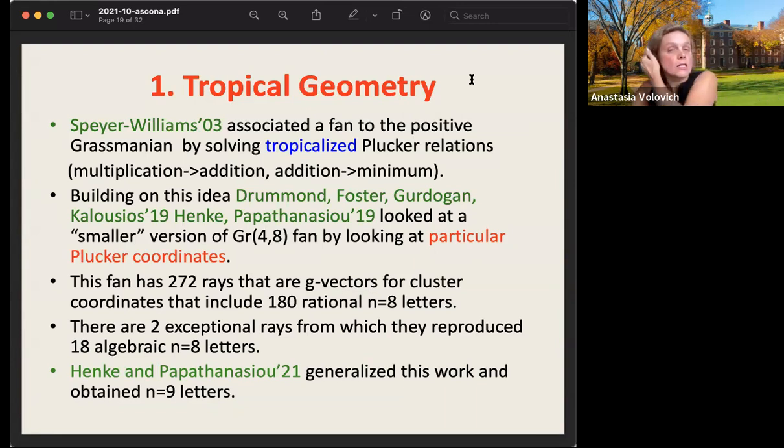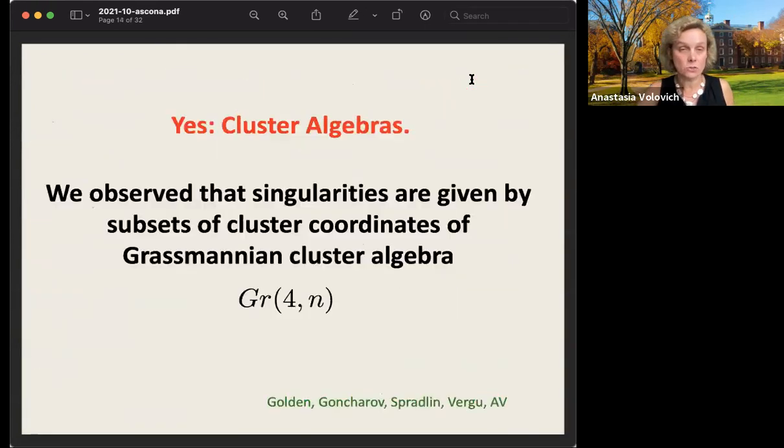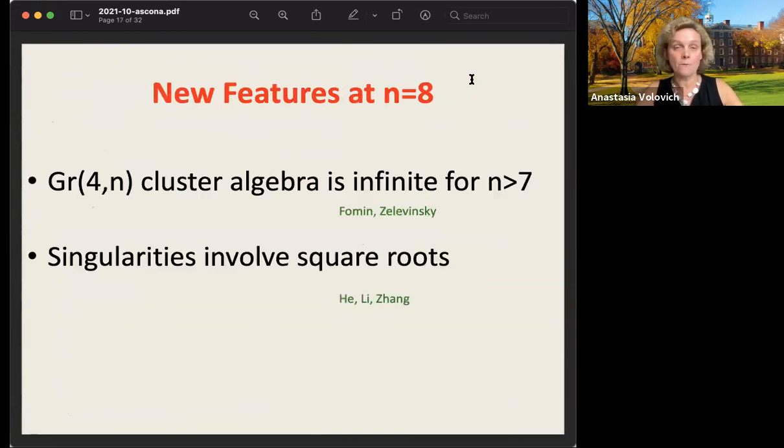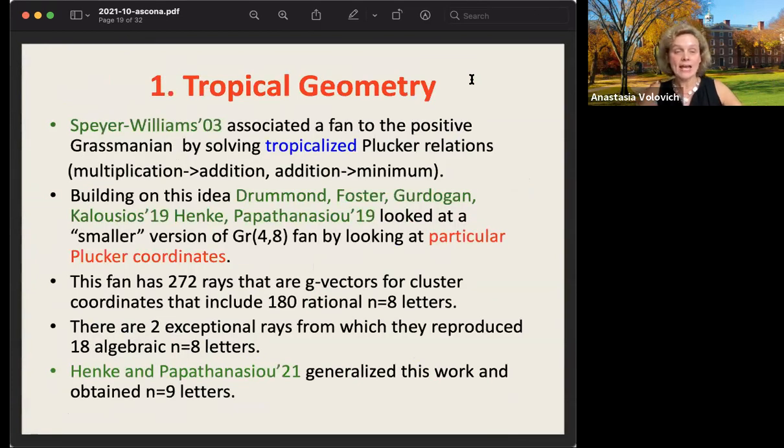Now, what Drummond et al. did, they didn't look at tropicalization of Plücker relations. They looked at some smaller version. Some particular coordinates they would tropicalize, constructed the fan, and it turns out that the fan has 272 rays, and those rays are g-vectors for cluster coordinates that exactly reproduce these letters. So it's very sophisticated mathematics. But from this tropical geometry construction, they're able to get this list and more, and that's been done now for 8 and 9 points. And then there are also some exceptional rays, and from that they're able to generate square roots. Okay, I'll just leave it at that.